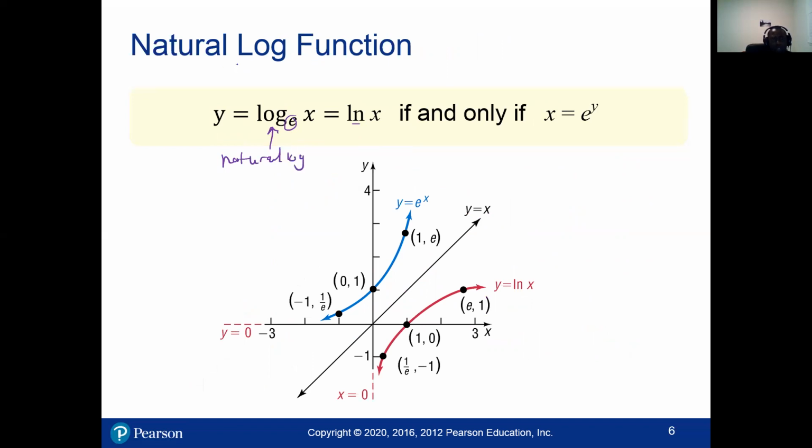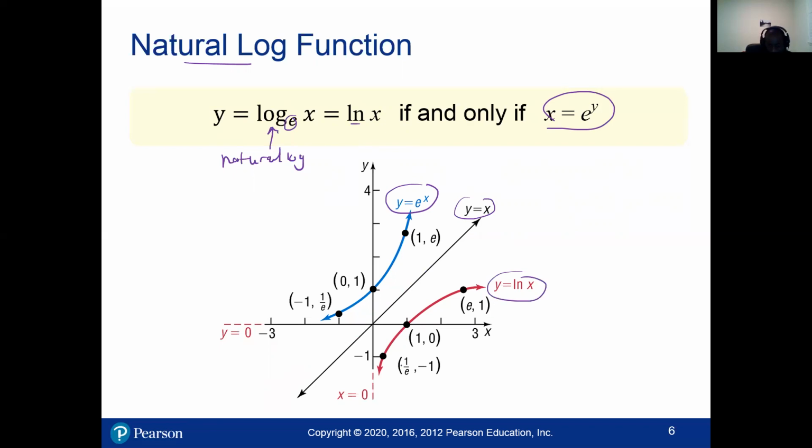That's what we have, the natural log function. So that's the log with the base what? E, which you write as ln, that is the natural log of x. And this is true if and only if x is equal to what? e raised to y, because the base is e. Again, if you reflect the exponential function about the line y equals x, you get the logarithm, the natural log function.